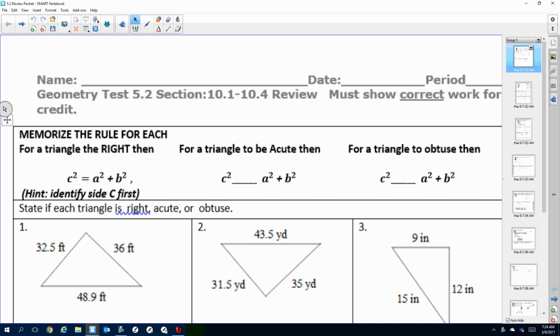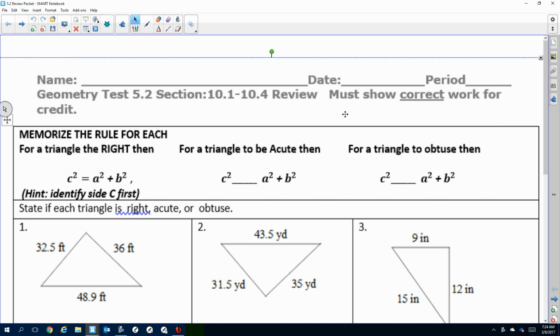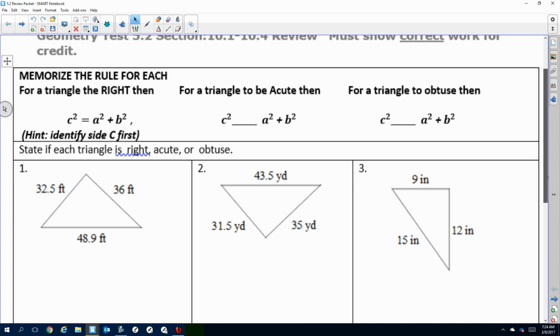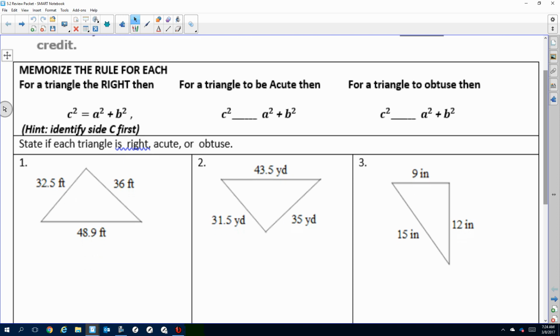Here's your video explanation for your review. I'm going to give some key information, highlight some things, and walk you through some problems. I'm not going to do all of them, hoping that as I guide you, you can remember what to do and apply that to the ones you have to do on your own. So I put on this review some things to help you know what to focus on and memorize.